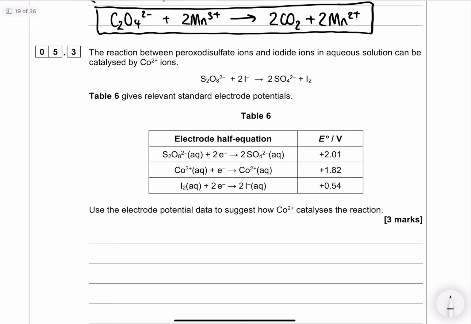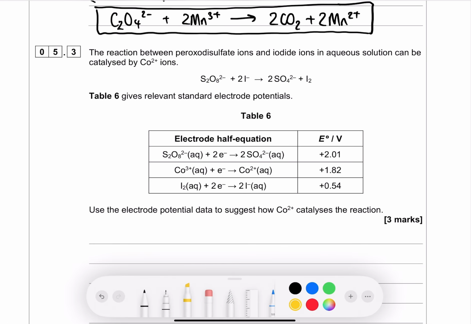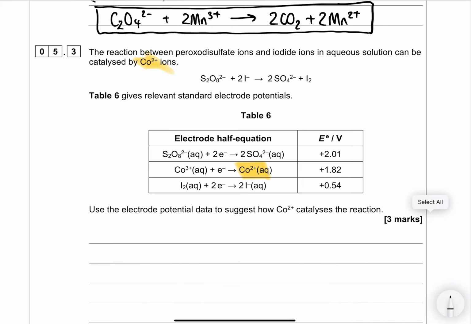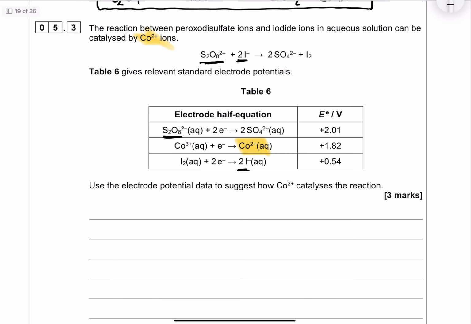The reaction between peroxydisulfate ions and iodide ions in aqueous solution can be catalysed by cobalt 2+. So let's just have a look at that. So cobalt 2+ here is over here, which means it's on the right hand side of one of these potentials in the electrochemical series. Makes it a reducing agent. So it's going to reduce whoever is needing to be reduced. If we look, our reagents are I- and S2O8 2-. The peroxydisulfate is the thing that needs to be reduced.